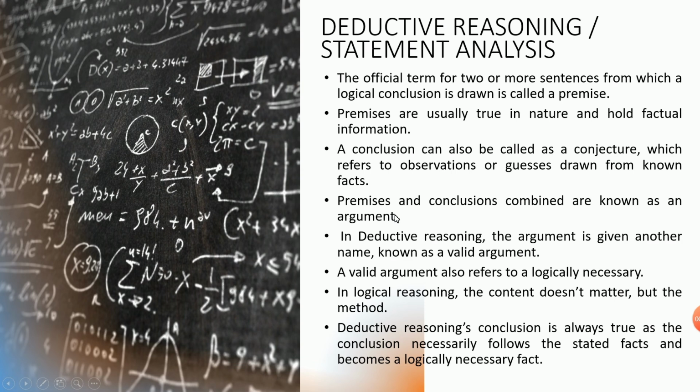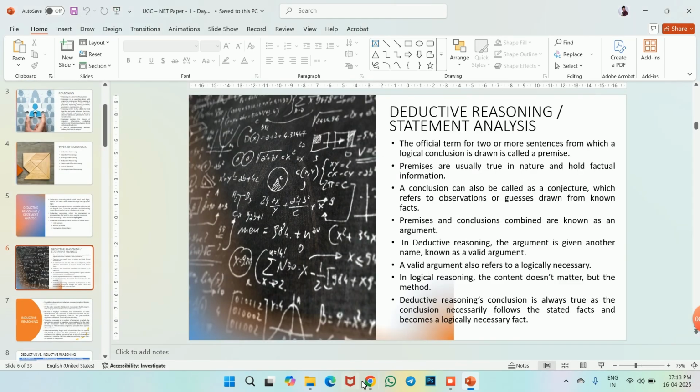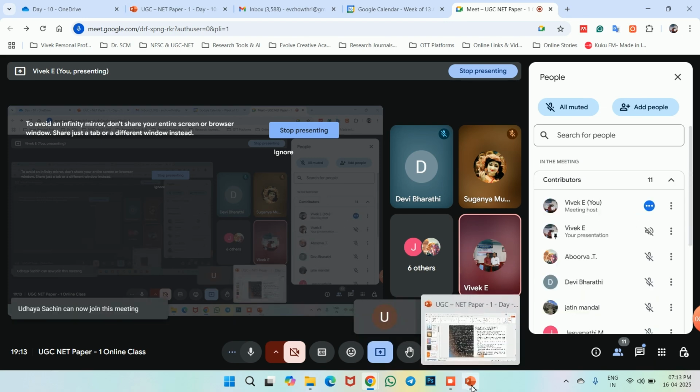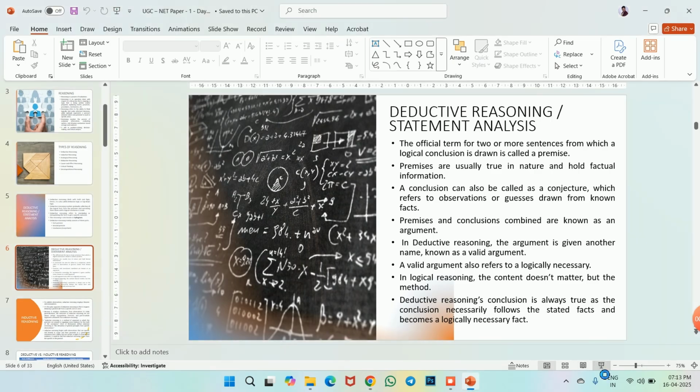Based on this fact, I am arriving at this conclusion. So based on this conclusion we are making an argument, or we are conversing. In deductive reasoning the argument is given another name: valid argument. Even in a common argument, who will be approached more, the person who has a valid point in arguing.